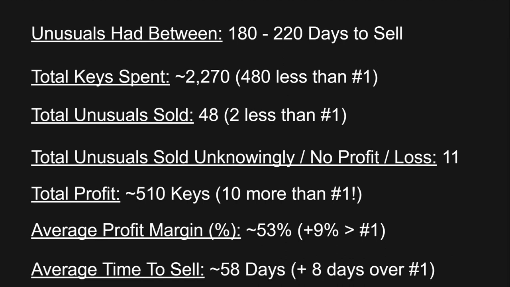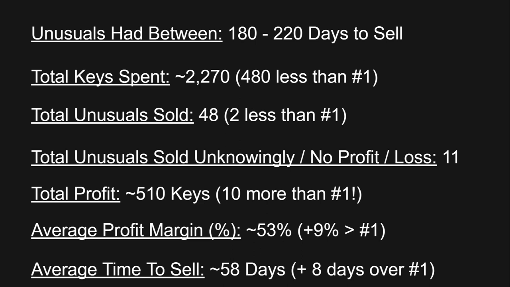And finally, the average time to sell was 58 days, which is an average of 8 days longer than in part 1. So although it took me longer to sell things and I spent less keys, I ended up making more profit anyway. Interesting to see how being patient and smart can yield you better returns.